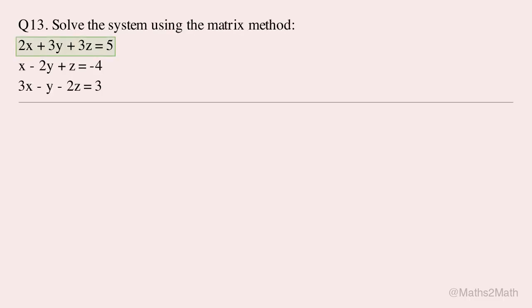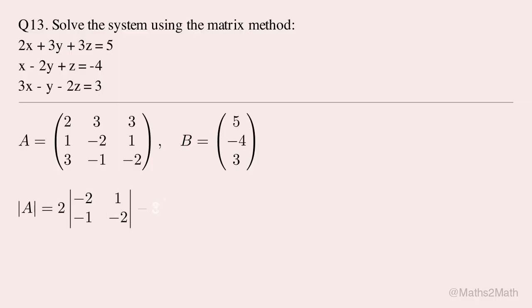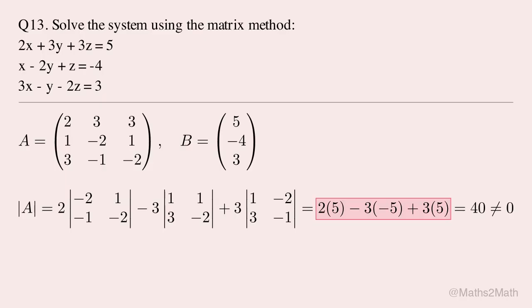Question 13. Every coefficient is present in this system. The determinant will be 40. The cofactor matrix has a striking first column, 3 5s. Matrix form. Row 1 expansion. 2 times 5 minus 3 times minus 5 plus 3 times 5 gives 40.